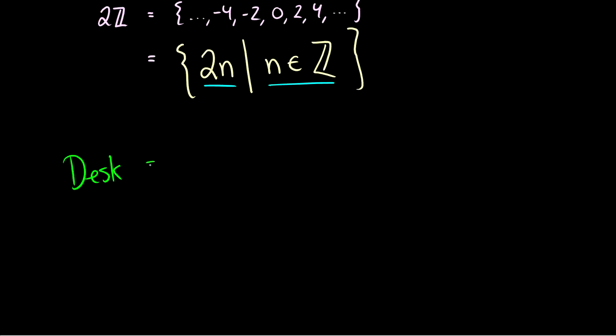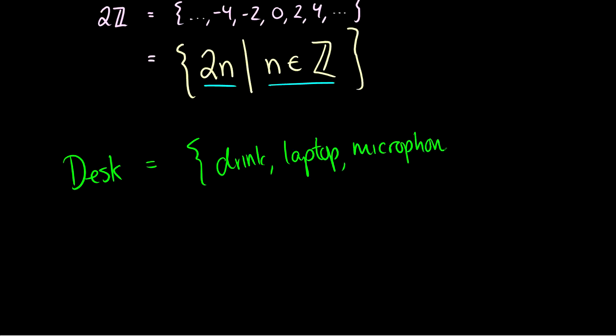And on this desk, I have a drink, I have a laptop, and I have a microphone. There's some other things on my desk that I could list, but let's just say my desk only has these 3 things. Now, this is one way I can talk about things. I can say I got this drink, this laptop, and this microphone on my desk.